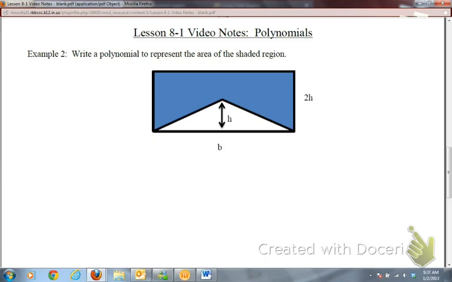The next thing that we're going to do in this lesson is we are going to look at shapes, and we are going to write polynomials to represent areas of shaded regions. So in this example, we have a big rectangle, but it's not all shaded. There's a triangle that has basically just been cut out. So the area of the shaded region would be the area of the rectangle minus the area of the triangle.